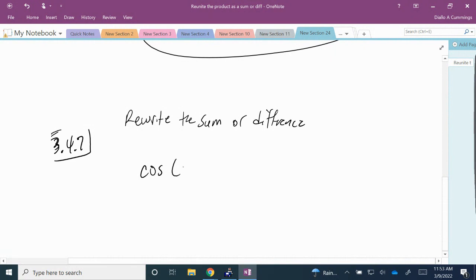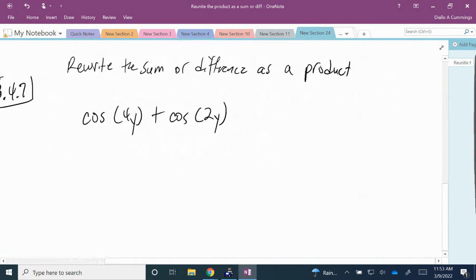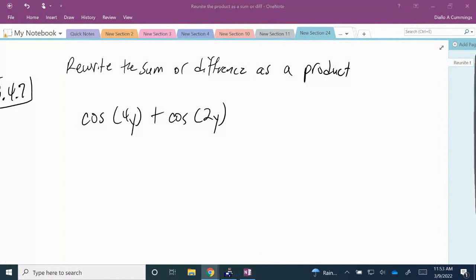So here we have cosine of 4y plus the cosine of 2y. And we want to rewrite the sum or difference as a product. So we're going to look at the sum and difference formulas, and we're going to find the one that fits a cosine plus another cosine.